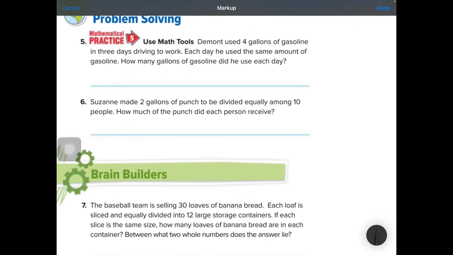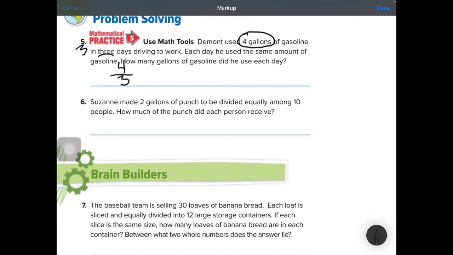Number 5, DeMont uses 4 gallons of gasoline to travel in 3 days driving to work. Each day he uses the same amount of gasoline. How many gallons of gasoline did he use each day? All right, so our whole number, or our bottom number, our denominator is going to be 3. And then the gasoline is going to be on the top, because we can't divide up the days very easily, but we can definitely divide up the gasoline. So that's the number that goes on top.